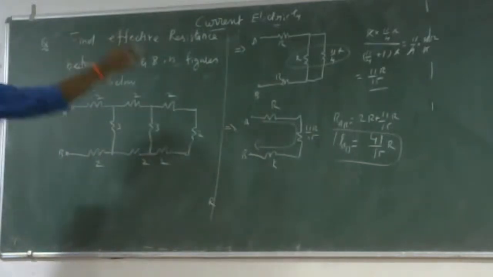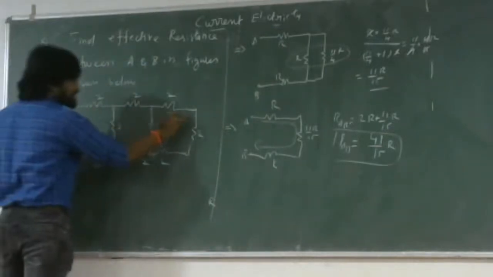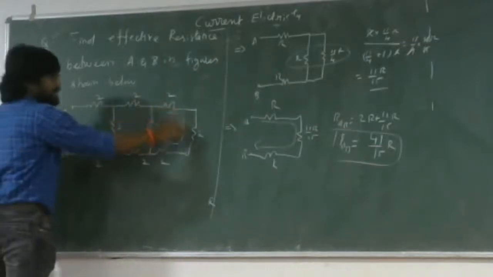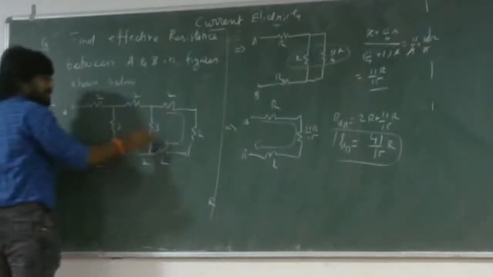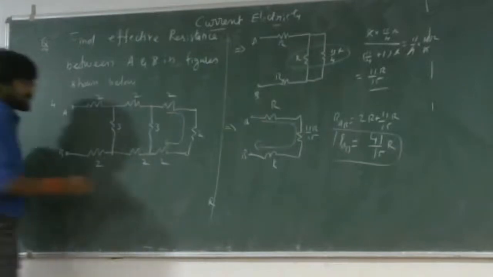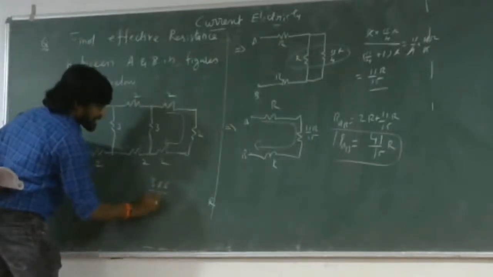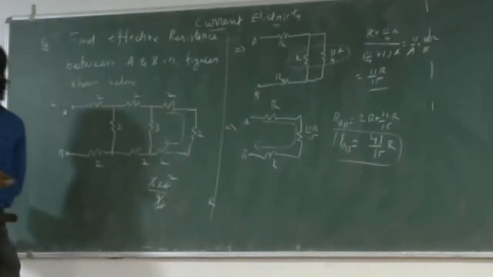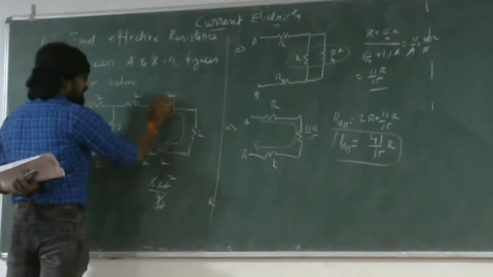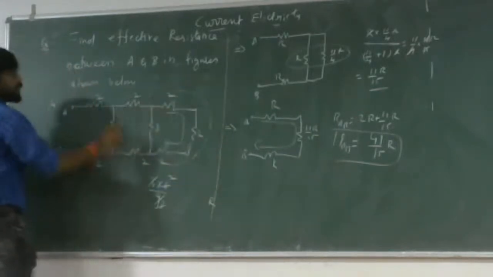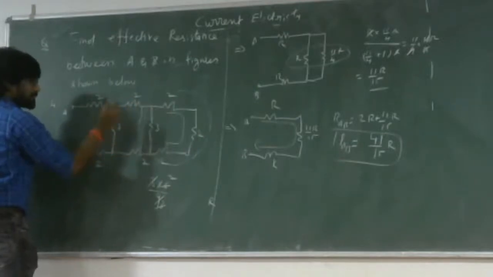So now, without doing step by step, we can do it directly. What is the total? 2 plus 2 plus 2, 6. 6 in parallel with 3, how much? 3 into 6 by 3 plus 6, which is 9. 3 ones are 3, 3 threes are 9, so you get 2. This entire thing will be replaced with 2 ohm.